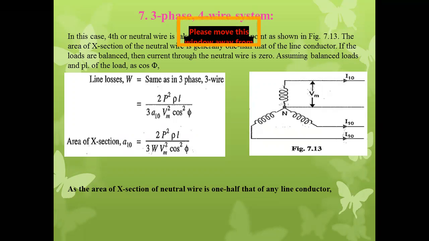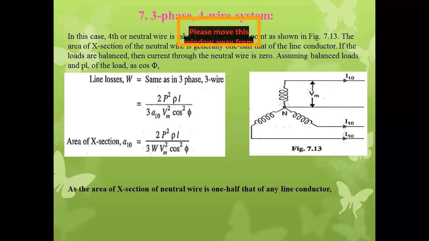If the loads are balanced, then the current through the neutral wire is zero. Remember this point. We have to find the current flowing through the neutral wire, similar to the previous case. But before deriving the expression, we have to remember that if the three-phase system is balanced, then the current flowing through the neutral wire is directly considered as zero.